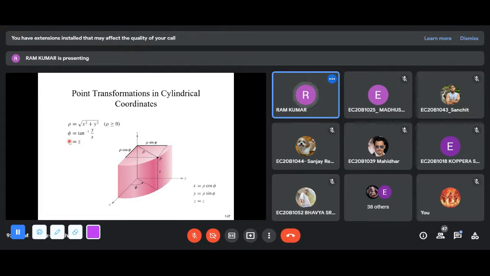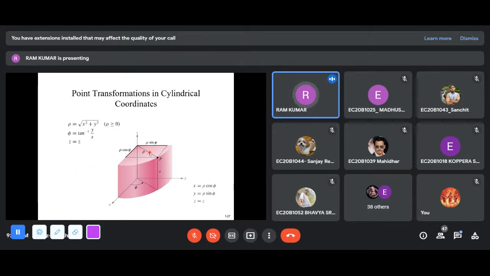Similarly, the reverse case. You know the cylindrical coordinate system, rho, phi and z. How to find the Cartesian coordinate system, x, y, z? x equal to rho cos phi, y equal to rho sin phi, z equal to z. This is a basic transformation between Cartesian and cylindrical coordinates. Don't confuse Cartesian and rectangular, both are the same. I think how this formula arrives, you know clearly, right?